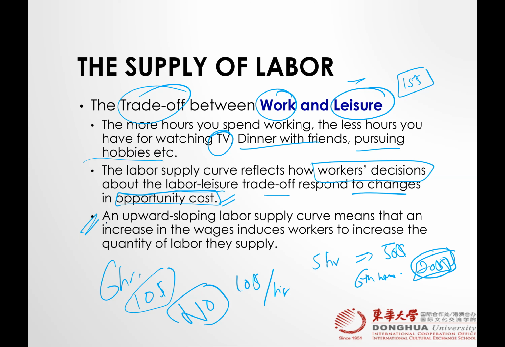So the upward sloping labor supply curve means that an increase in wages induces workers to increase the quantity of labor they supply. It means by looking at the increase in wages, now they increase their labor supply from 5 hours to 6 hours. So labor supply depends, first of all, on the trade-off between work and leisure, right?